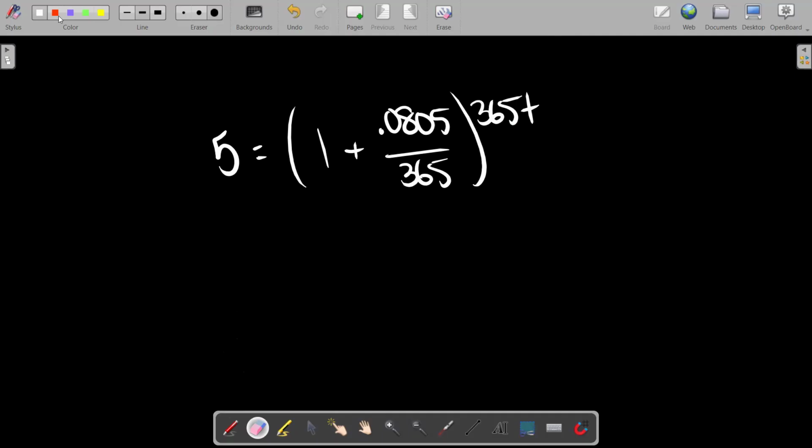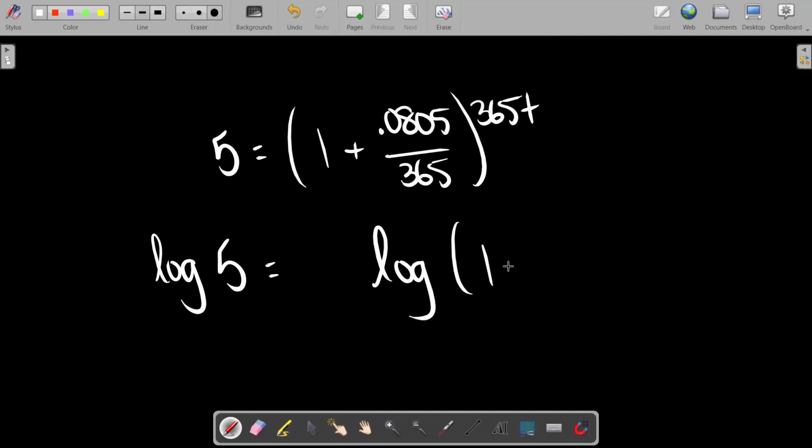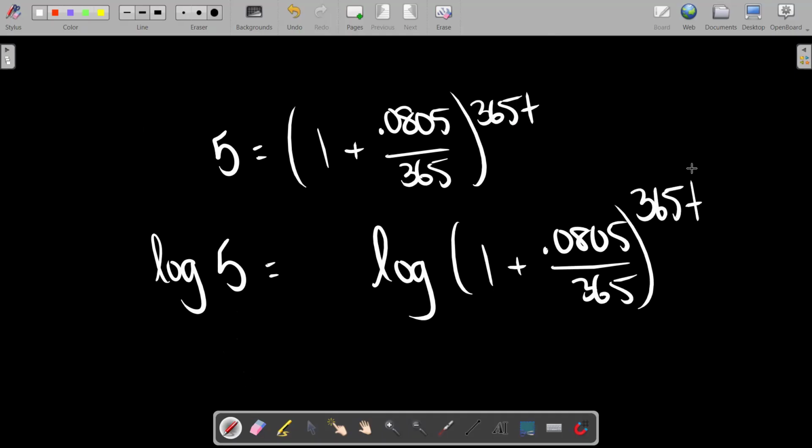Having said that, we're going to take the log of the left-hand side, which is the log of 5. And then we're going to take the log of the right-hand side, which is the log of 1 plus 0.0805 divided by 365 to the power of 365t. Now, you might be wondering right now, hey, Mr. Ahern, have you been hitting the sauce? Why did you leave that big space after the equal sign? Why did I do that?